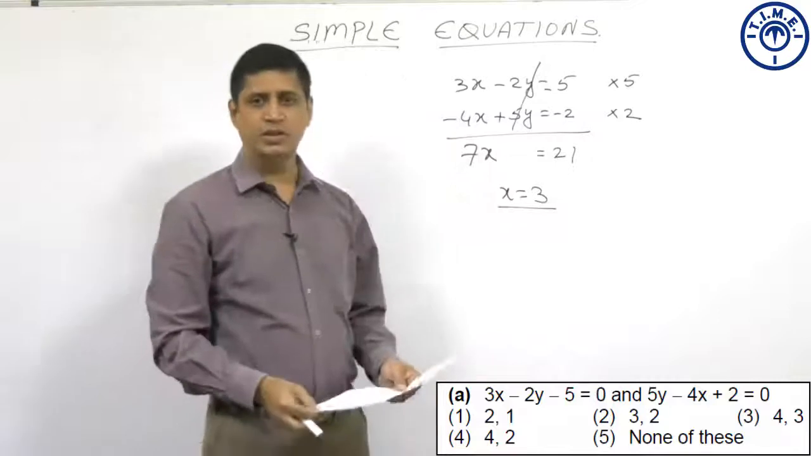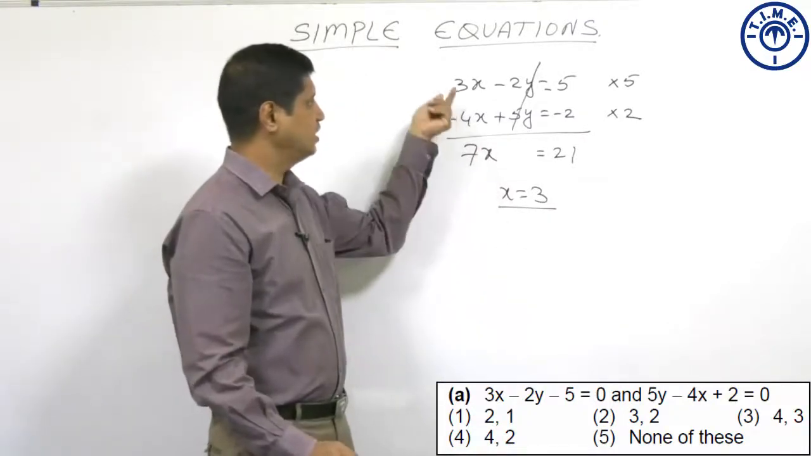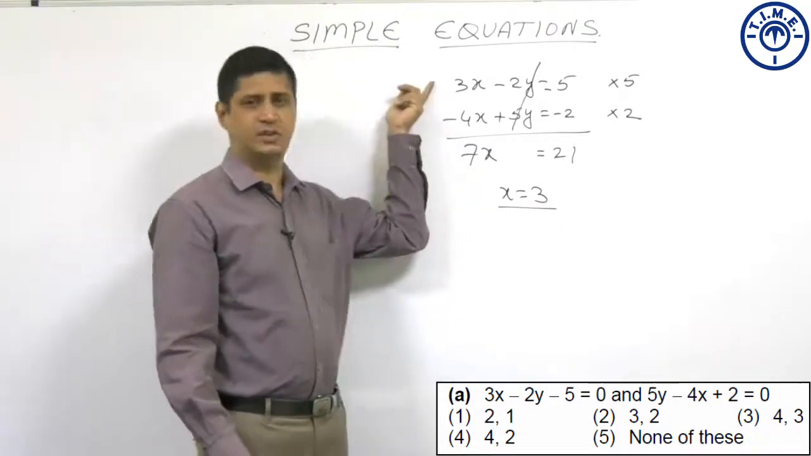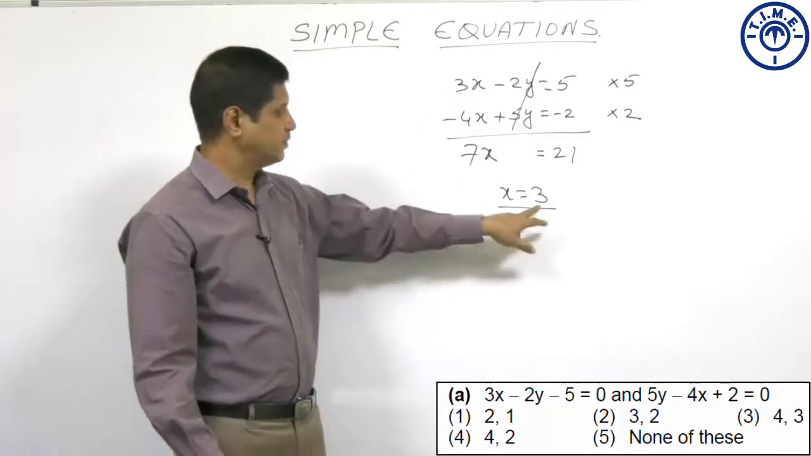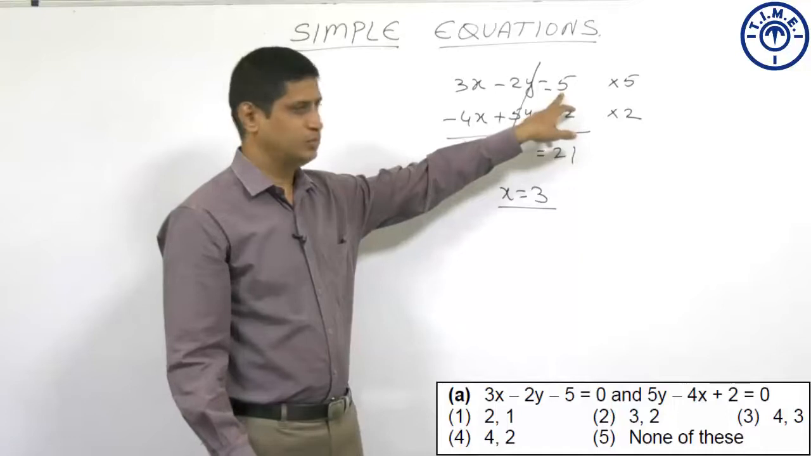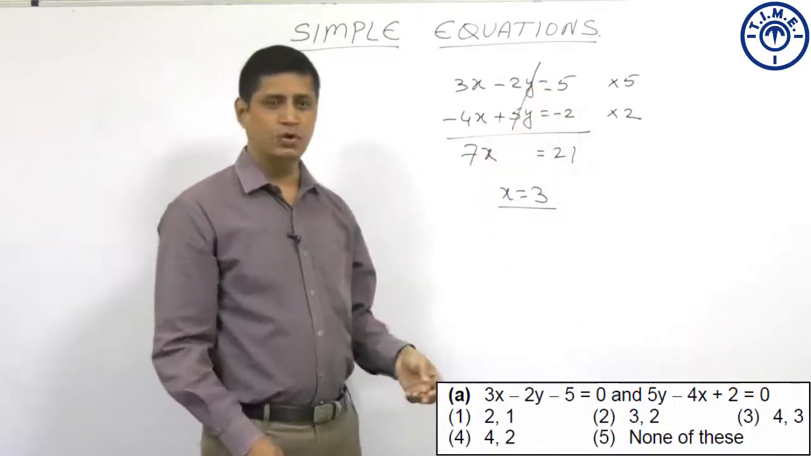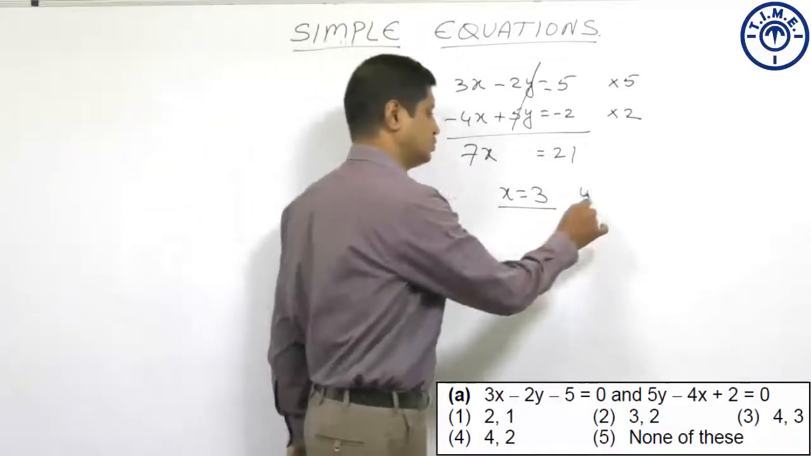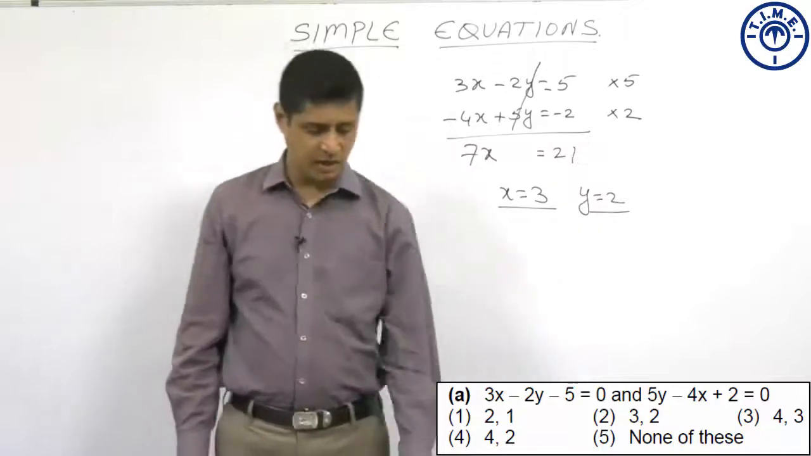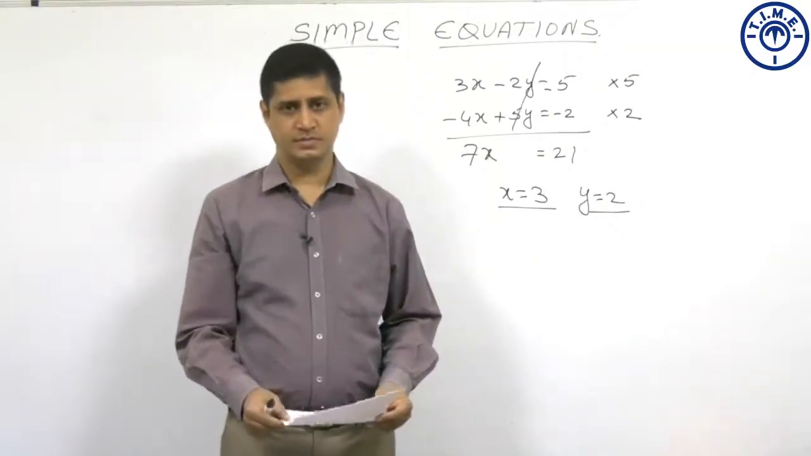When x is equal to 3, to find the value of y, substitute x as 3 in any one of these two equations. Now I am substituting in the first equation. 3 times 3 is 9, minus 5 means 4 is equal to 2y. So 2y is equal to 4 means y is equal to 2. So what are the values of x and y? 3 and 2. Here option 2 is the right choice.